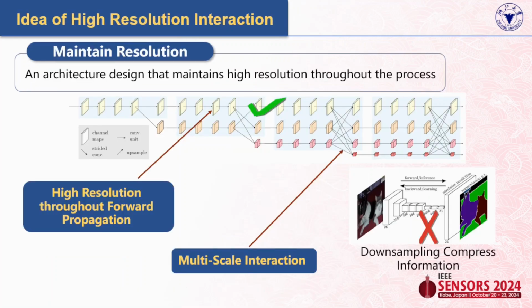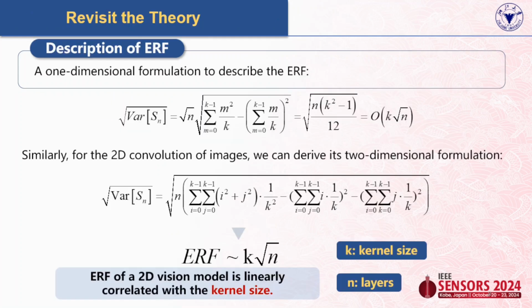Another inspiration comes from an architecture that maintains high resolution throughout the process. MENet follows the idea of high resolution representation inspired by HRNet. Maintaining spatial details throughout the network, our model also benefits from high resolution throughout forward propagation and multi-scale interactions at the gradient level, which leads to a high sensitivity to global context.